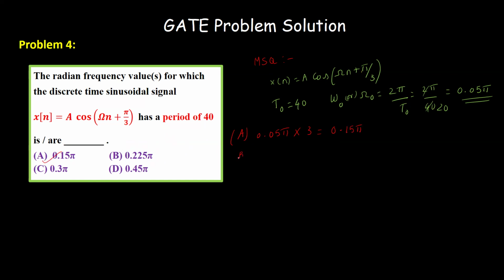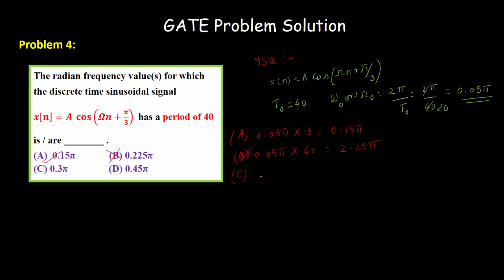Then let me check with option B. 0.05 pi into 45 equals 2.25 pi. But the option given is 0.225, which is not a multiple of 0.05 pi. So option B is wrong.